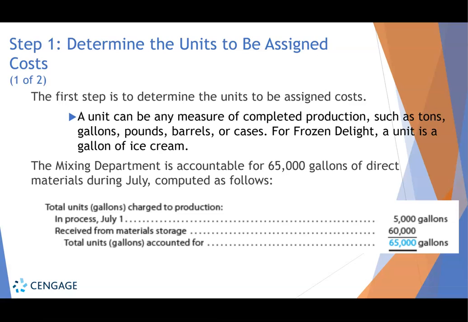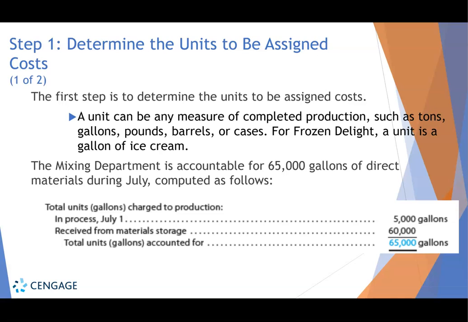So the first step needs to be to determine the units to be assigned the costs. So a unit can be any measure of completed production. We can show it to be tons or gallons or pounds or barrels or cases. In our situation here with Frozen Delight, we are going to have a unit be a gallon of ice cream.